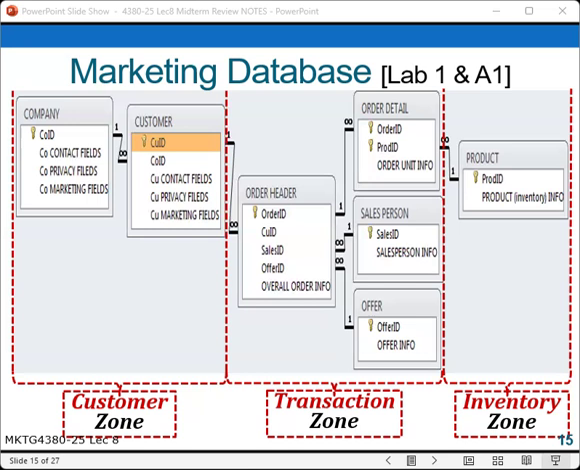Remember, it's not a marketing database without an offer table. And the other thing, the primary and foreign keys, remember the composite key in the order details because it's a junction table linking 2 tables together. So those are just some of the details to remember in terms of the creation of the database.